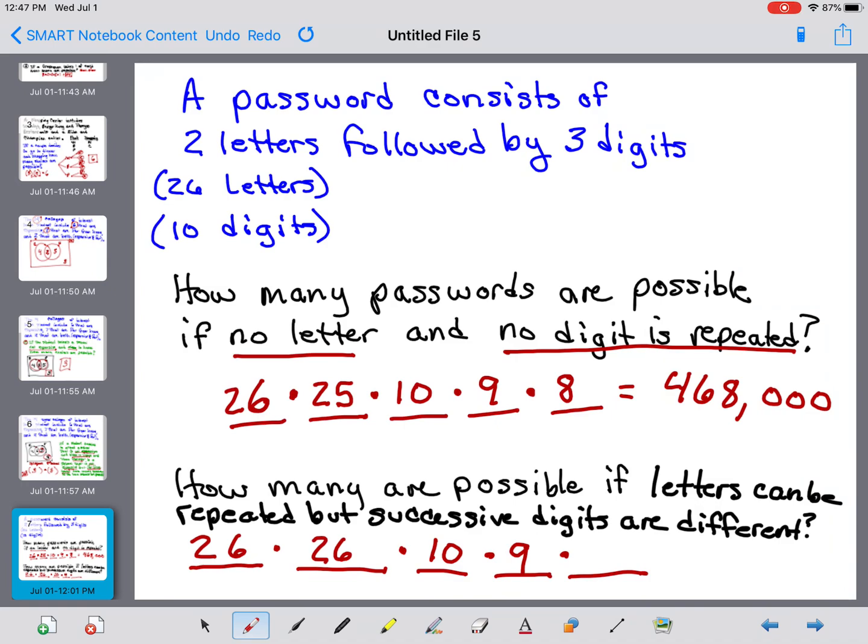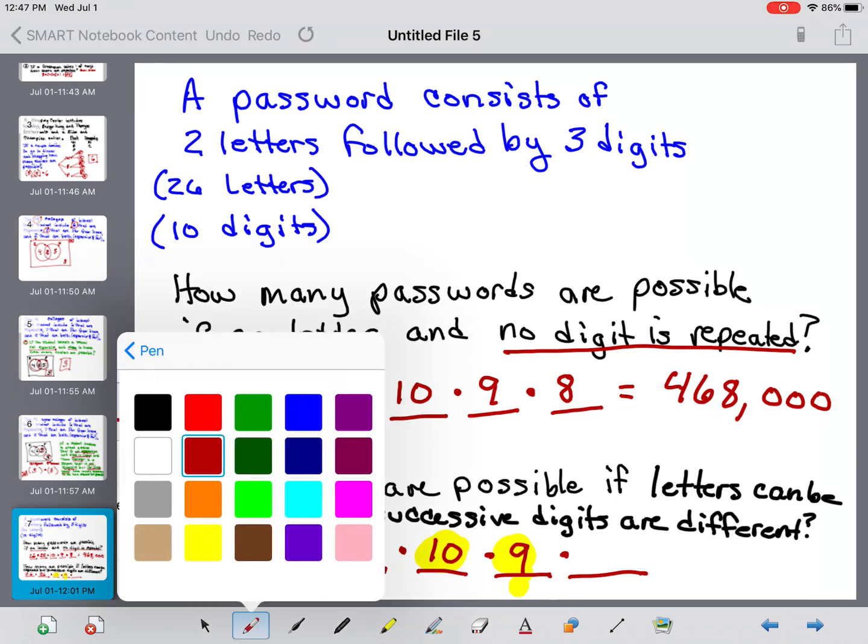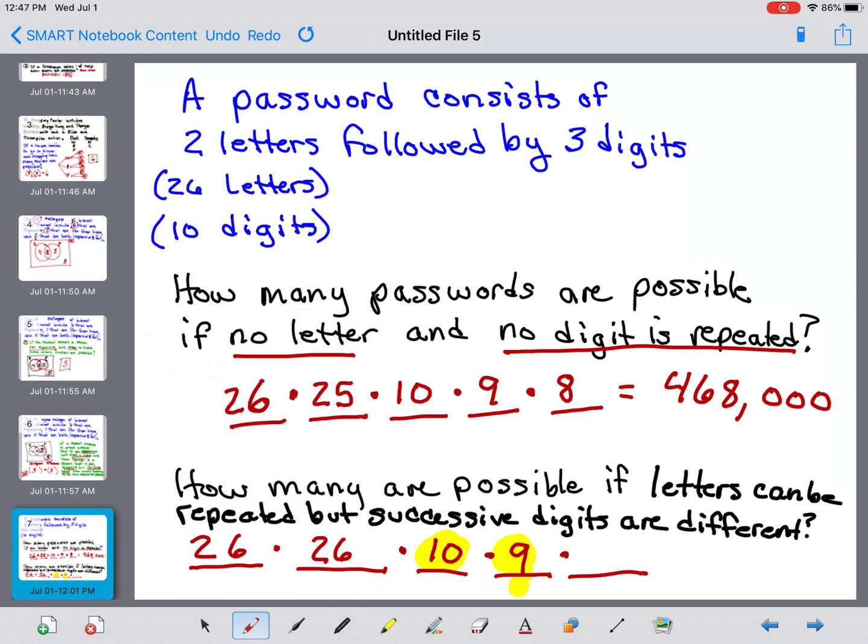So remember, these 2, I'll highlight this. This number and this number are not going to be the same, right? They're going to be different. So I can't use this digit again. So that means I still have 9 choices for that last digit. So this one is going to be 26 times 26 times 10 times 9 times 9. And that total is 547,560.